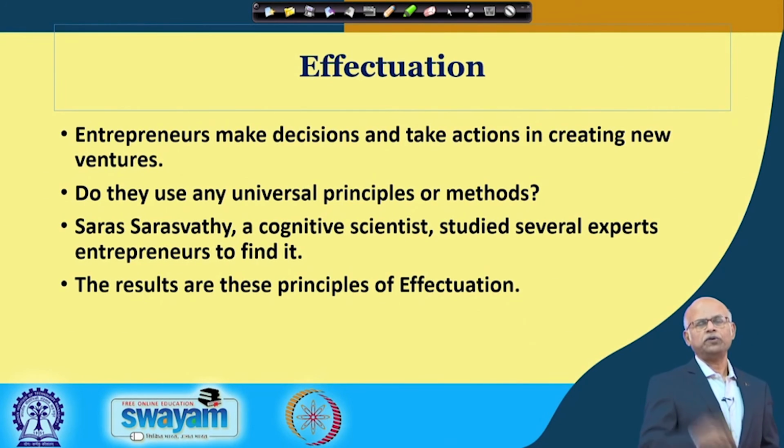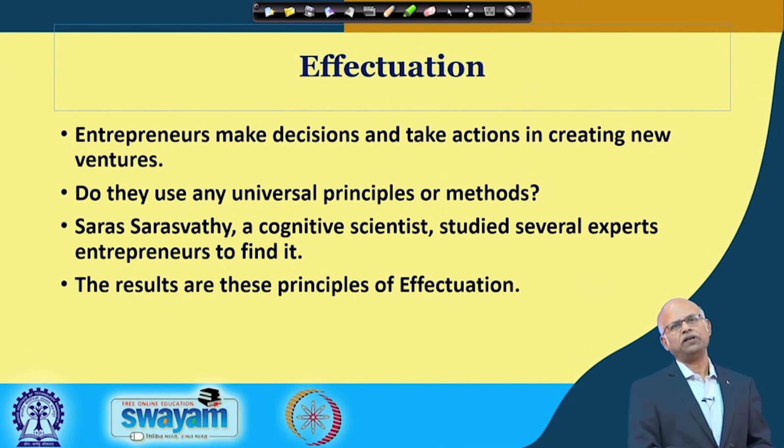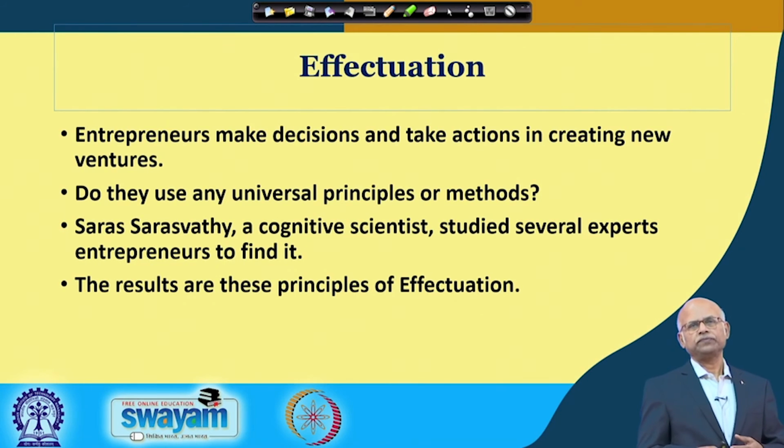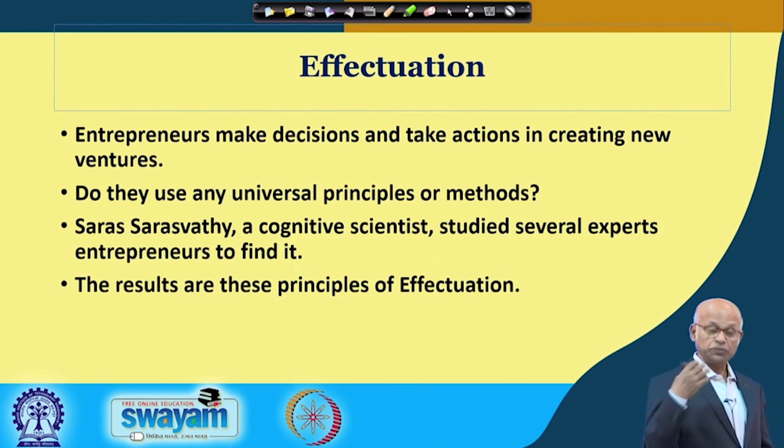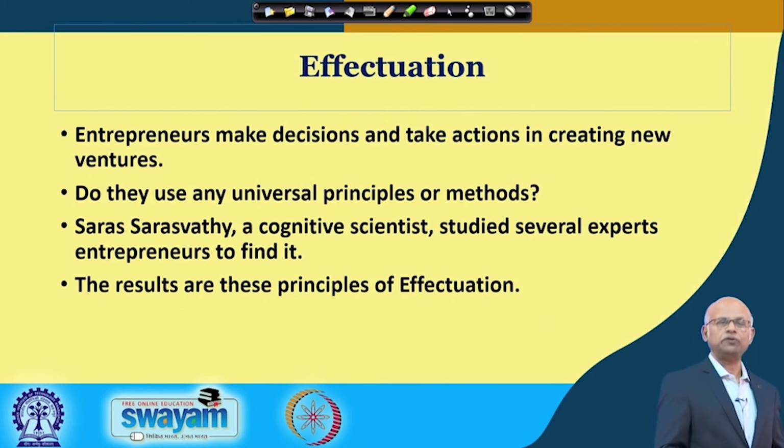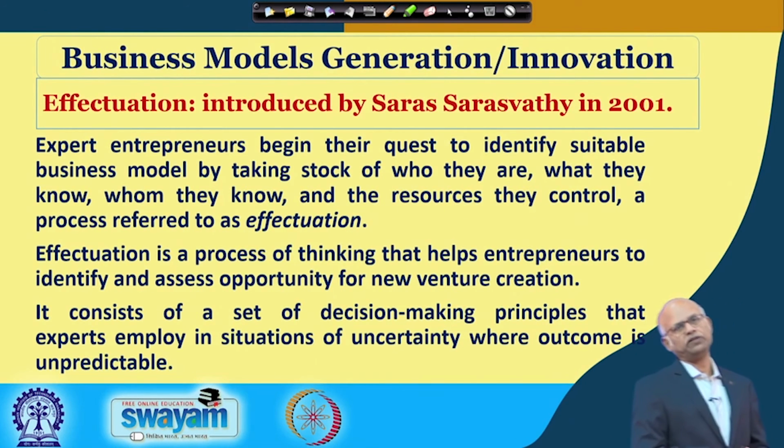Very quickly I will be talking about this philosophy called effectuation. Actually, Saraswati is a cognitive research scientist. He posed the question as to what a smart entrepreneur does to select a business model. So, they talked to different successful entrepreneurs and tried to capture the strategies that they follow to find winning business models.